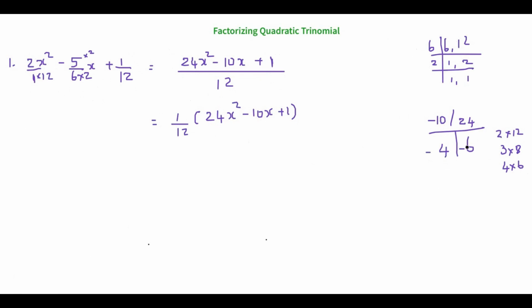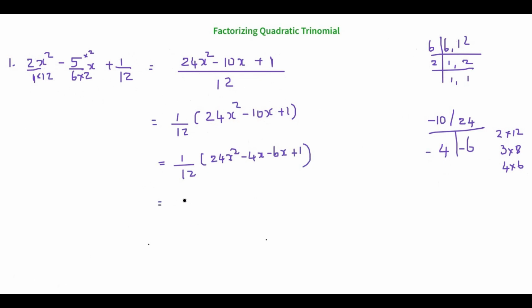So minus 4 minus 6 will give me minus 10, and minus 4 times minus 6 will give us plus 24. So now let's further simplify this. So we get it as 1 by 12, and inside the bracket the first term will remain as such. So the 10 we are going to split it as minus 4x minus 6x plus 1.